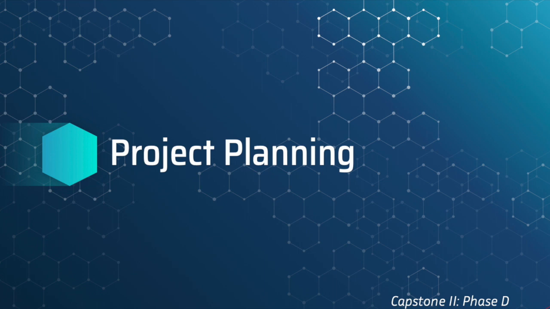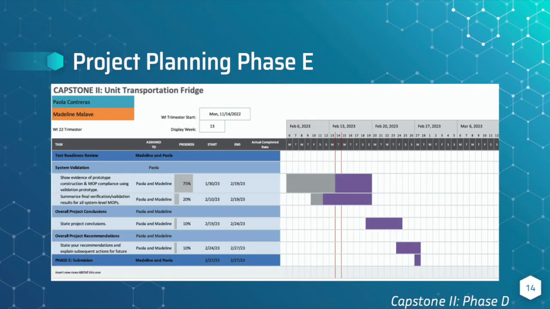Now we have the project planning. As part of the planning, we have the Gantt chart with the following activities, which are the validation exercises. The first one is to show the evidence of the prototype construction and MOP compliance using the validation prototype. The second activity under system validation is to summarize the final verification and validation results for all systems' MOPs, then the overall project conclusion and overall project recommendation. Then is the submission of the last part.